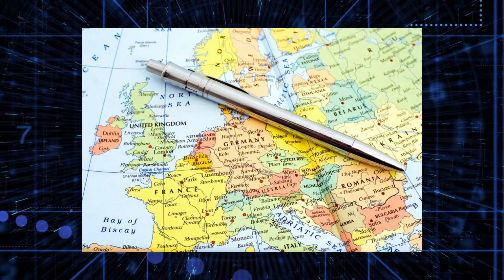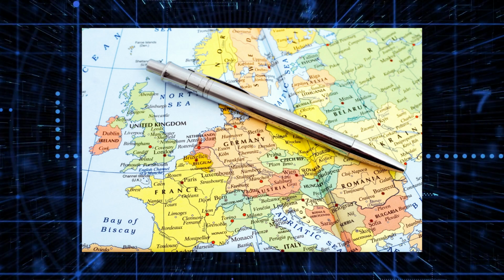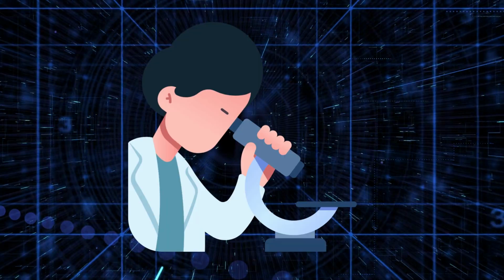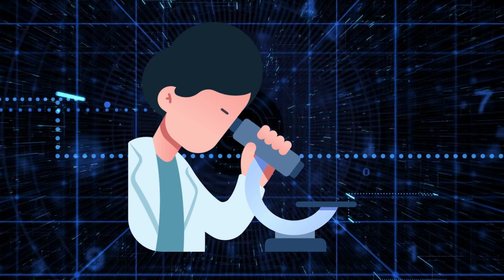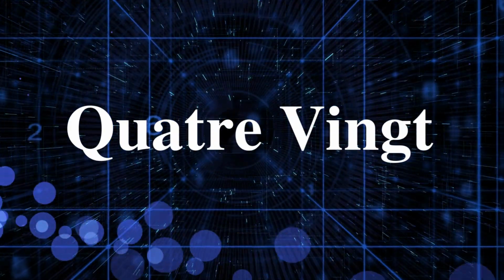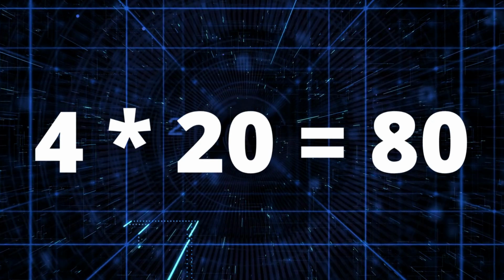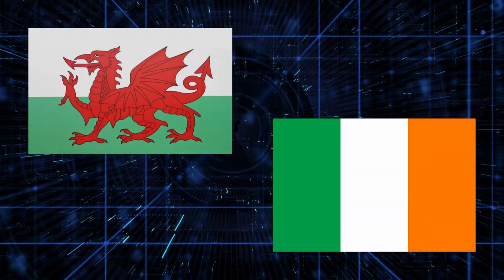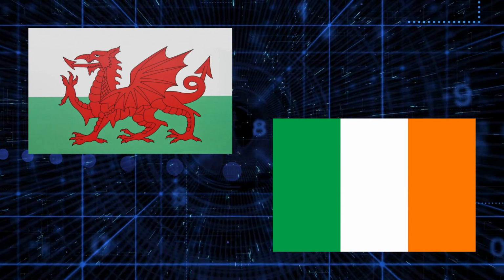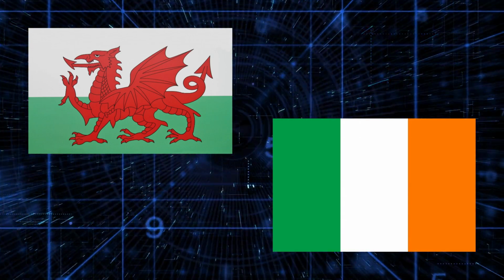Western Europe is noticed to have used this system too, as the remnants can be observed in their languages. For example, in French, 80 is said to be quatre-vingts, which is basically 4 into 20. Welsh and Irish also have some numbers based on the multiples of 20.